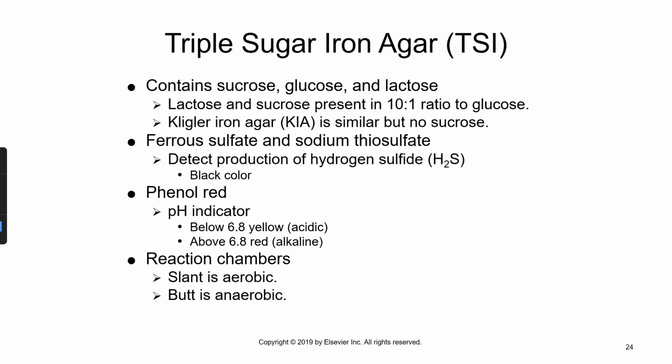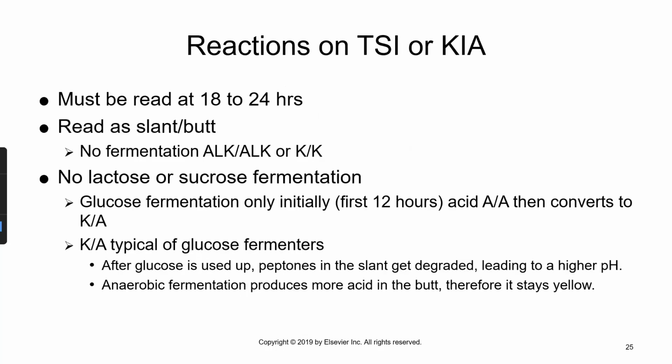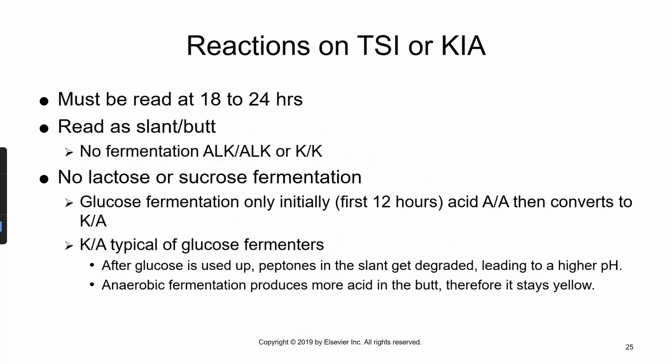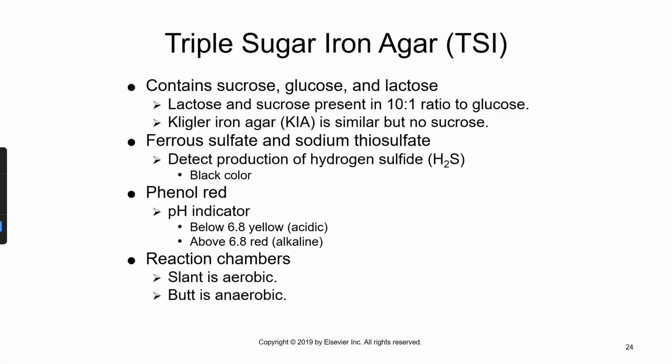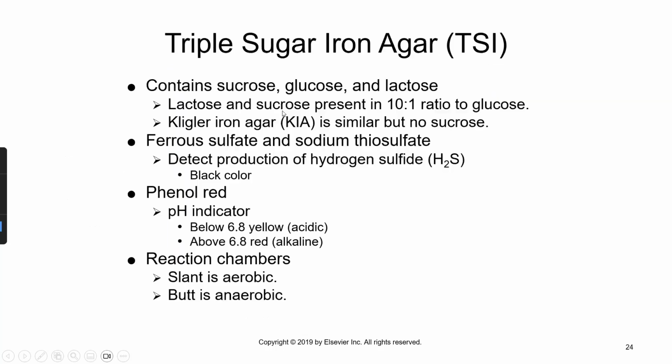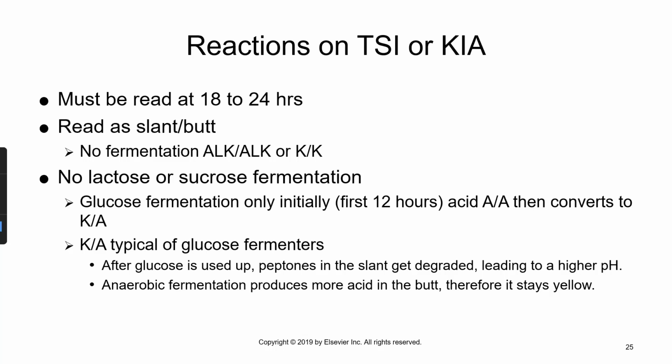Reaction chambers: the slant is aerobic because it's exposed to oxygen. The butt, or the bottom part of the slant, is anaerobic. Before we go on, I just want to show you what is meant by a slant here. So this is the slant. The bottom is an anaerobic environment, and the top is an aerobic environment. It must be read at 18 to 24 hours. It's read as the slant over the butt.